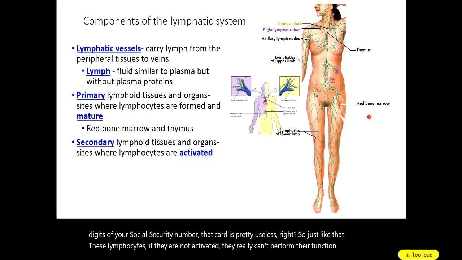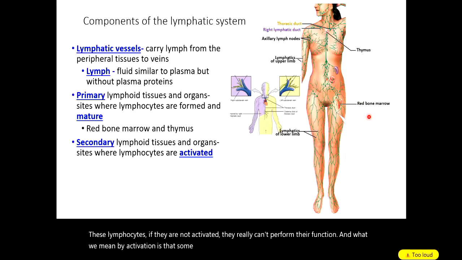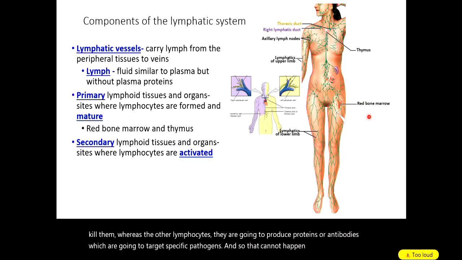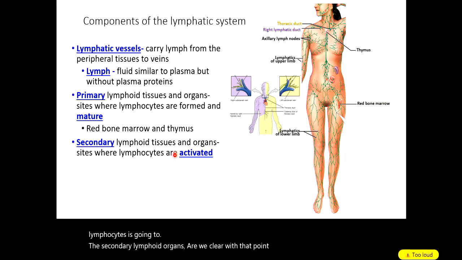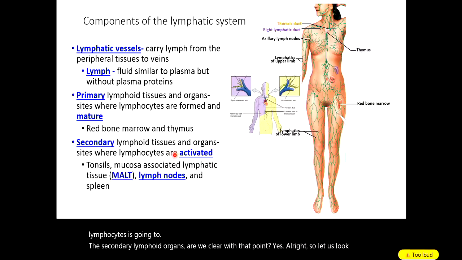What we mean by activation is that some of these lymphocytes are going to recognize pathogens and kill them, right? Whereas other lymphocytes are going to produce proteins or antibodies which are going to target specific pathogens. That cannot happen unless these lymphocytes are exposed to the pathogens, and that exposure and activation is going to take place in the secondary lymphoid organs. Are we clear with that point? Yes? All right. So let us look at some examples of these secondary lymphoid organs.